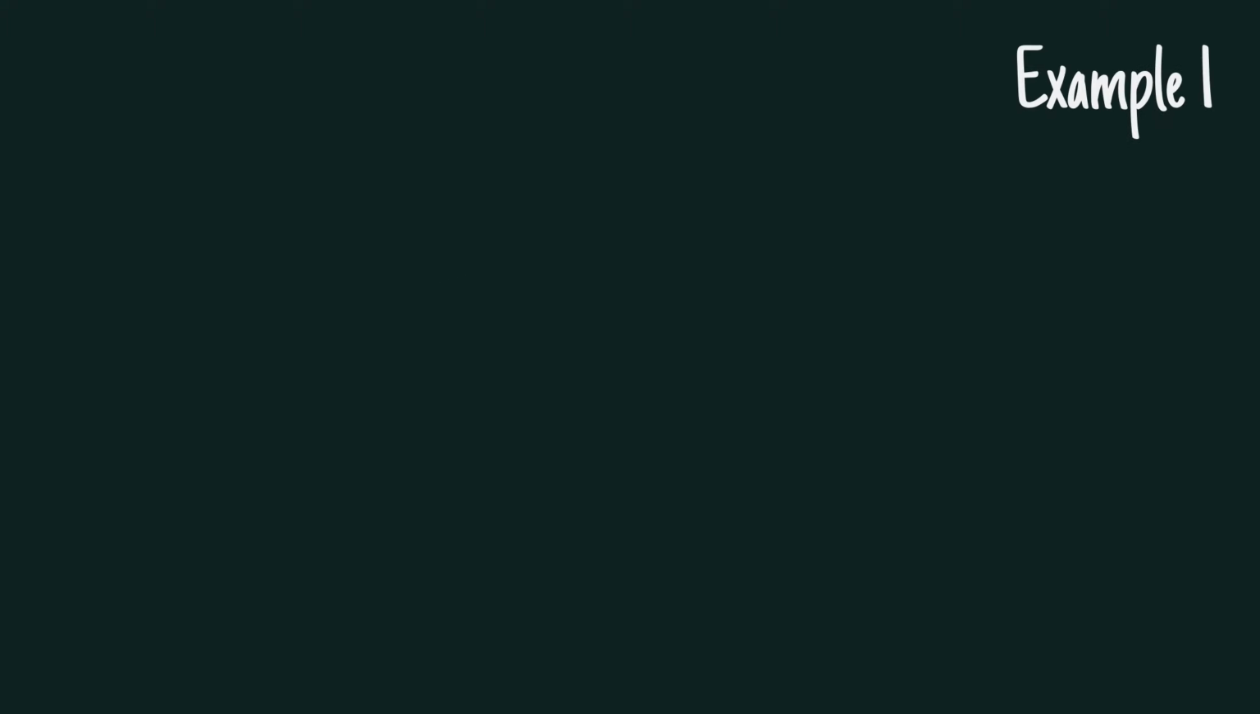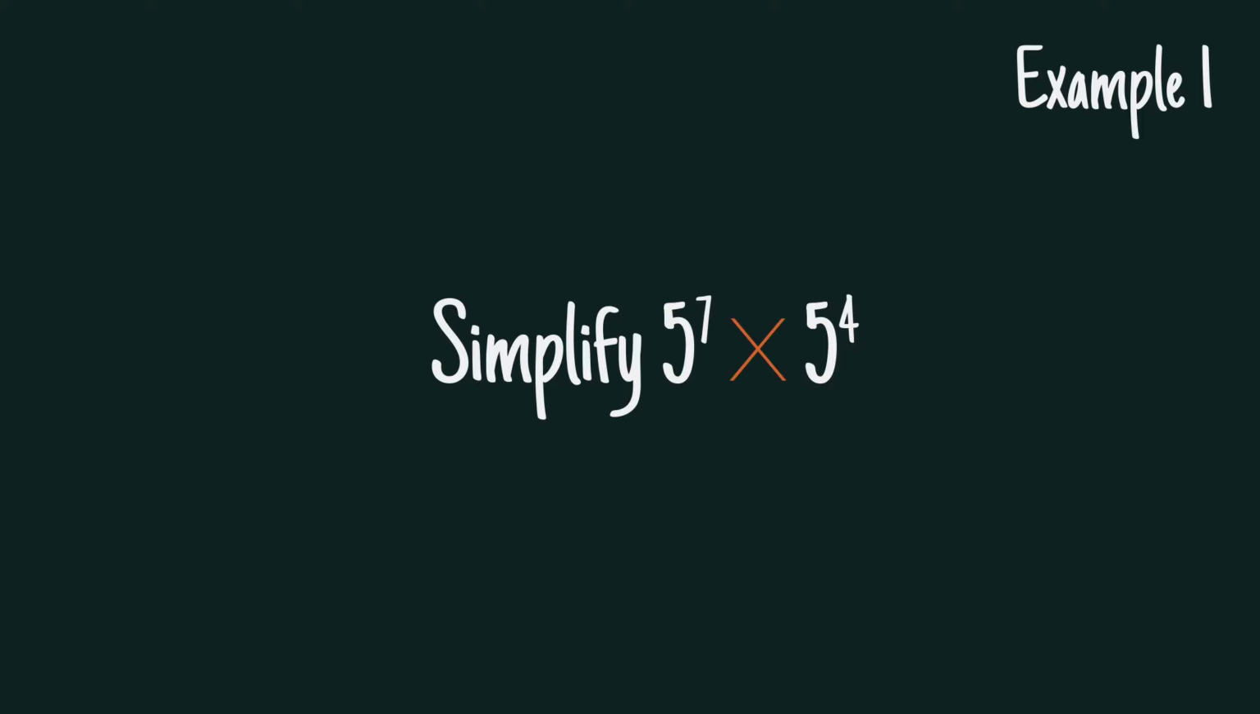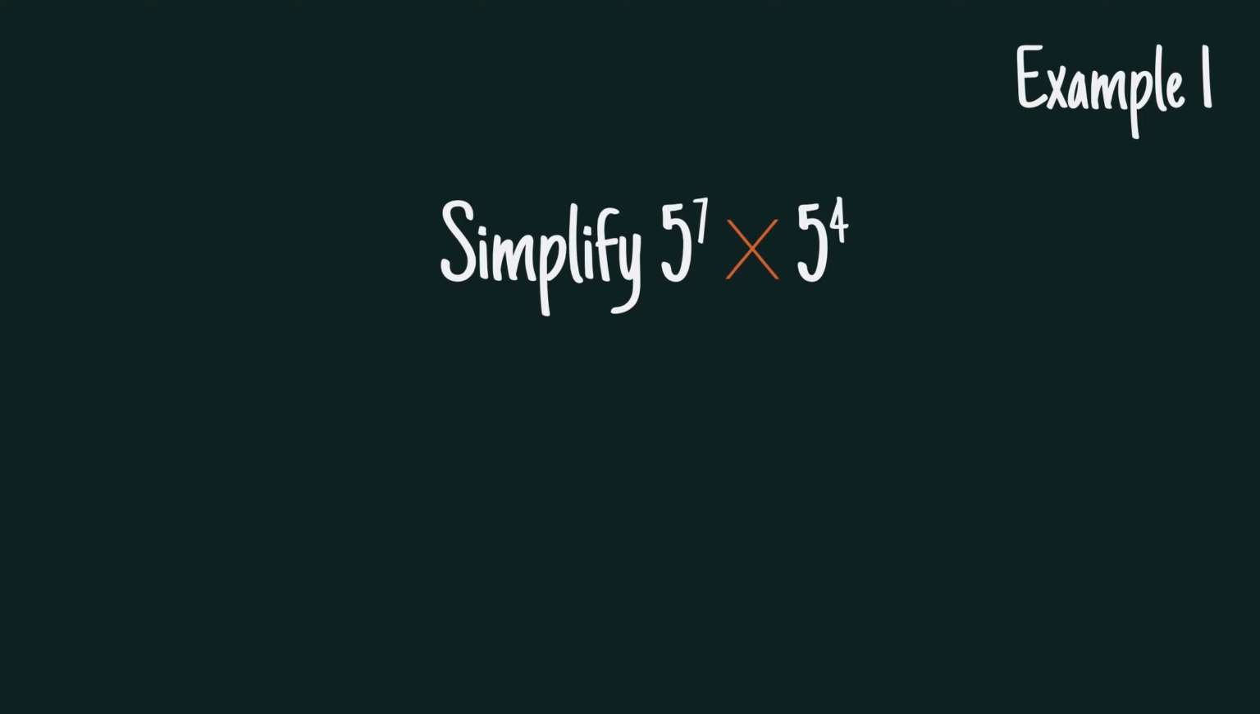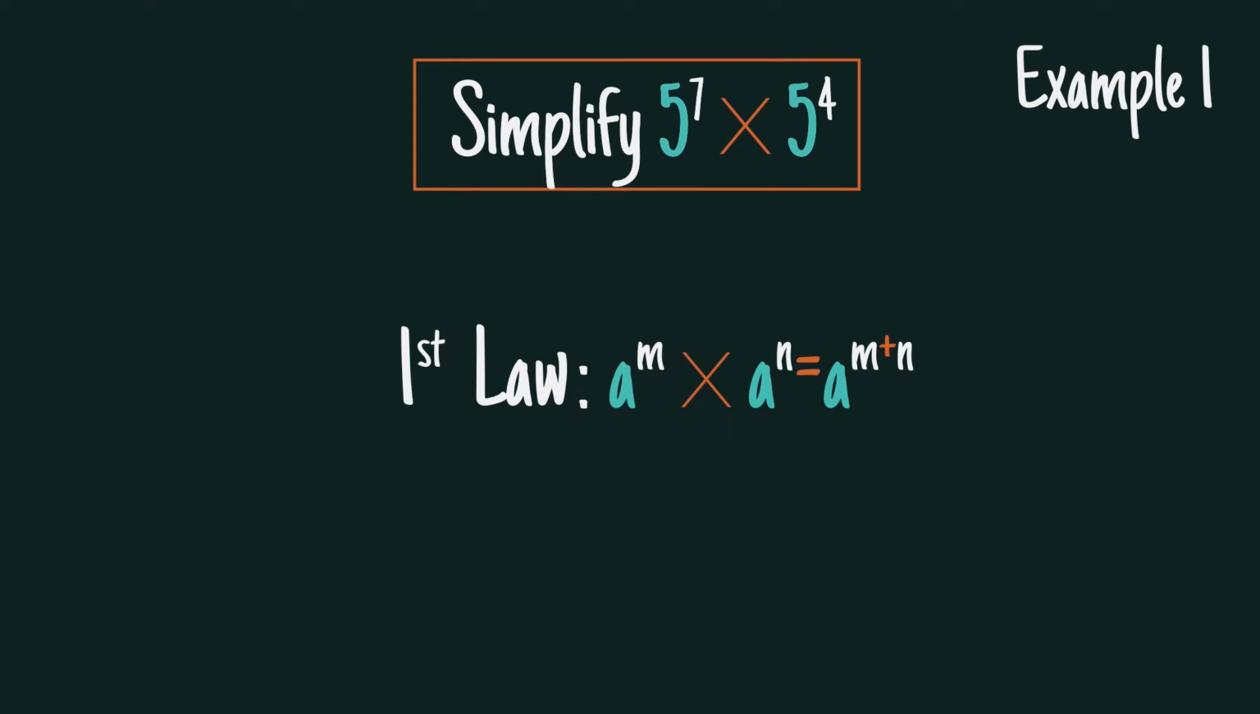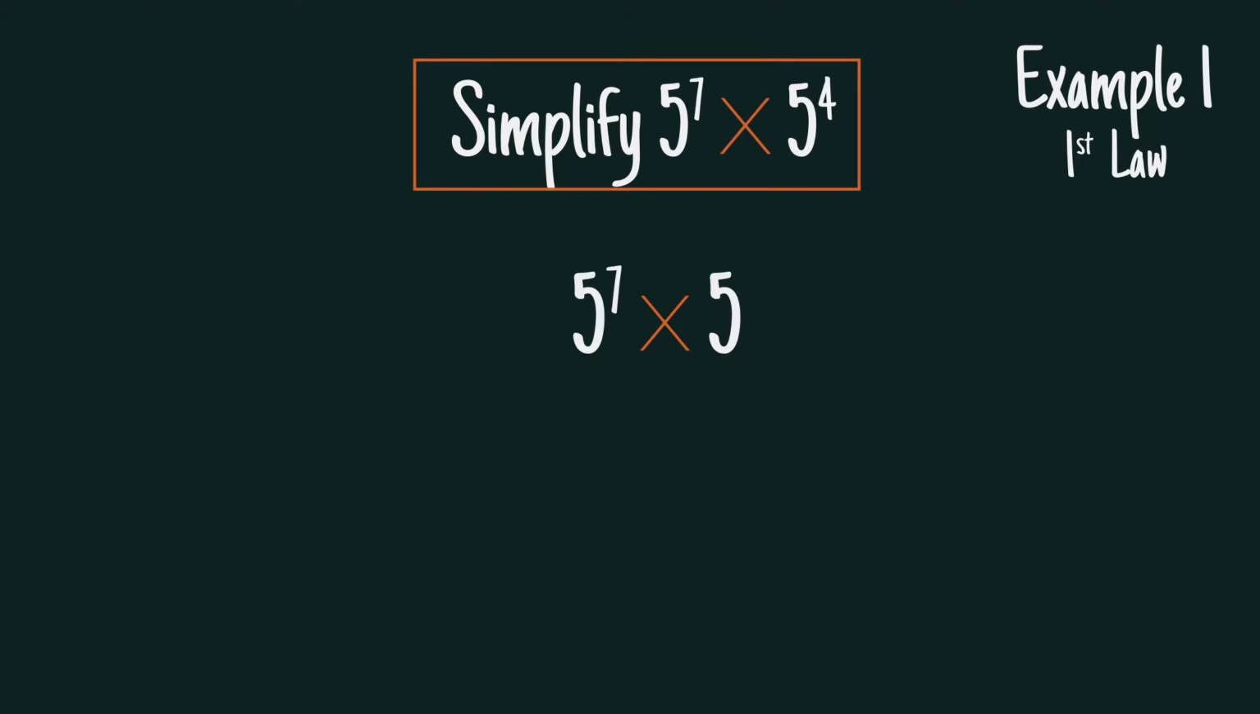Let's take a look at some examples involving laws of indices. In example 1, simplify 5 to the power of 7 times 5 to the power of 4. Take note that the bases are the same, hence, using the first law, simply add the powers, 5 to the power of 7 plus 4, and you will get 5 to the power of 11.